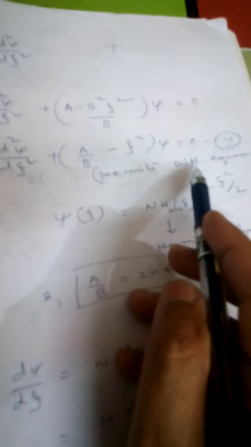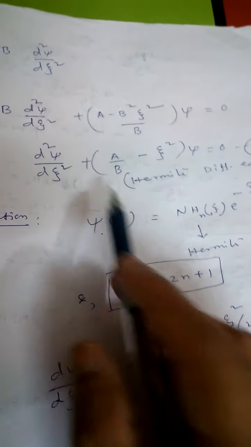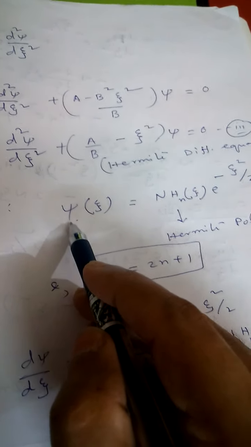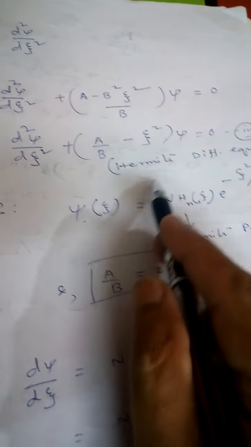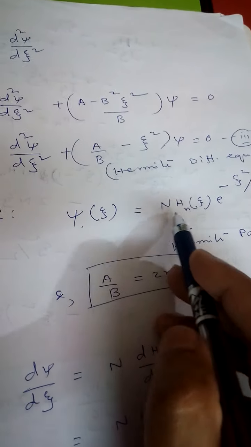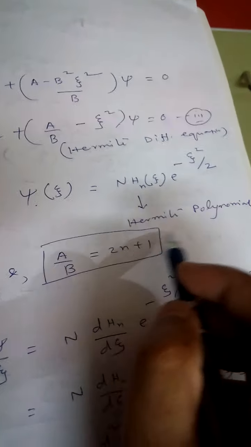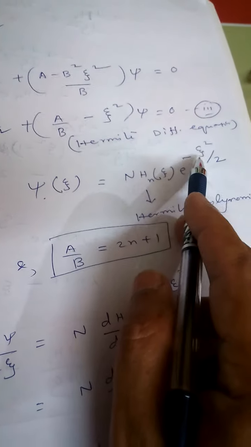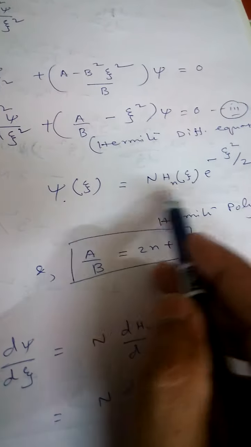Of order n. Let the solution of this Hermite differential equation take the form psi of xi equals N, a prefactor amplitude, times Hn of xi, a special function called the Hermite polynomial, times exponential of minus xi square by 2. You may consult any open sources or any textbook in this regard.